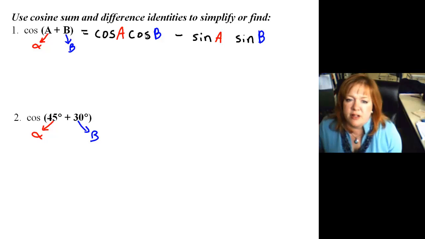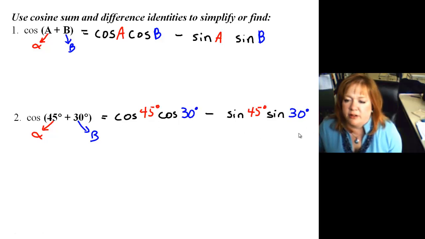Or you could think of it as your A or your B. So now we're going to put those in the same pattern. And I like to do cosine, cosine, minus sine, sine, and then put the stuff in. So 45 goes here and here, and 30 is going to go here and here. Alrighty. Because these are special angles, we know the exact values for them.